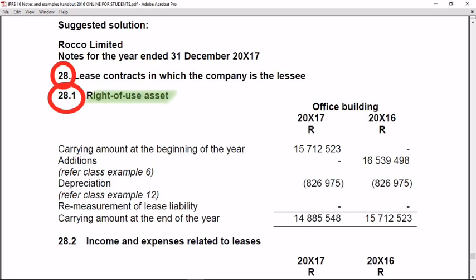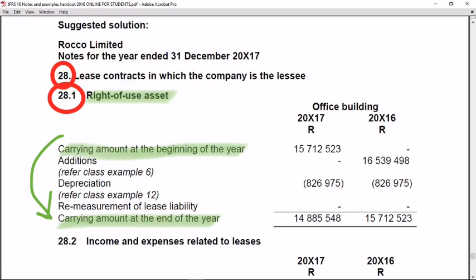The only requirement that needs to be disclosed for purposes of the right of use asset is a reconciliation between the carrying amount at the beginning of the year and the carrying amount at the end of the year. Please note that this disclosure is not the same as an asset disclosure under IFRS 16 dealing with property, plant and equipment. You do not split that carrying amount between a cost and accumulated depreciation.